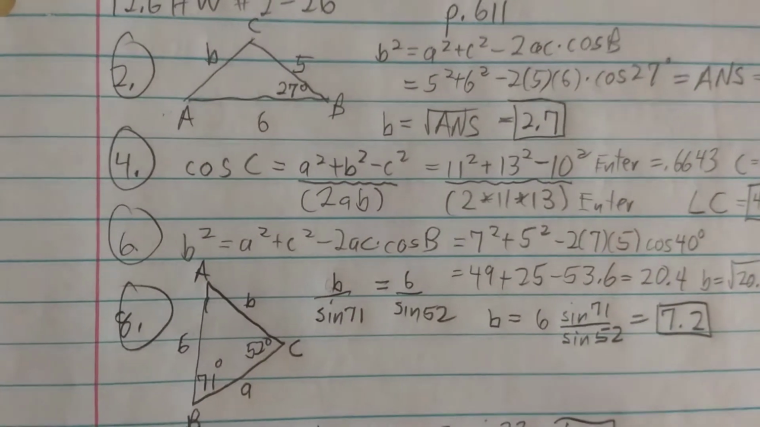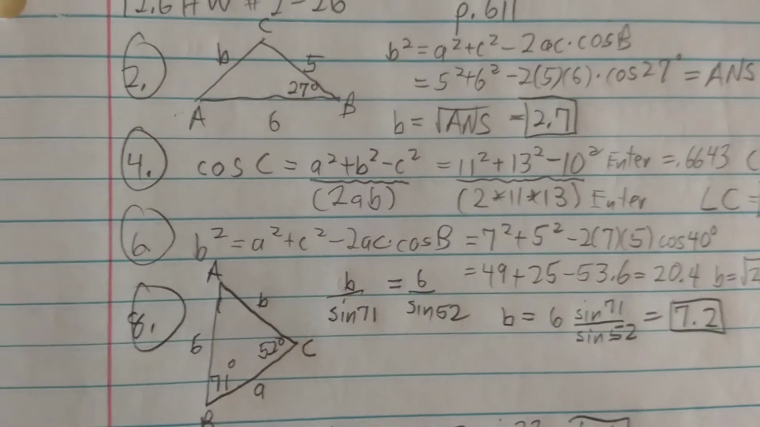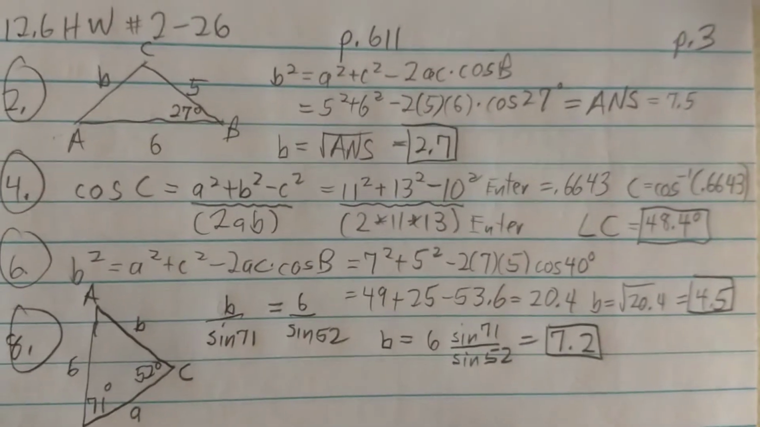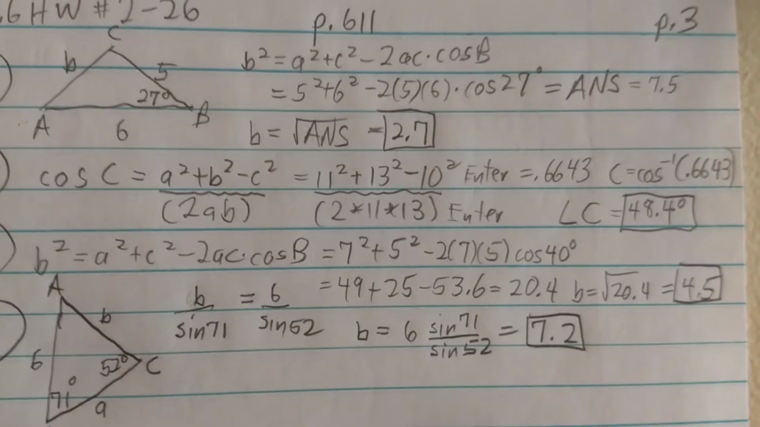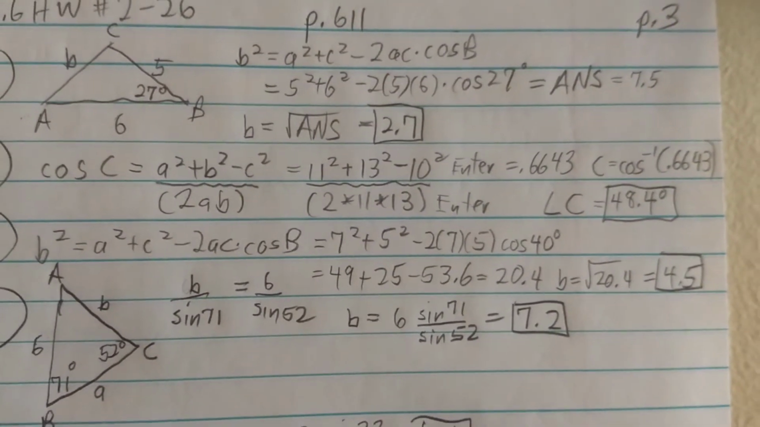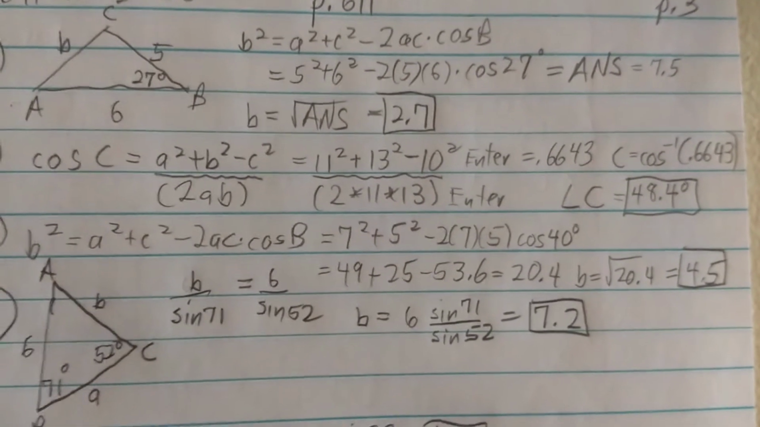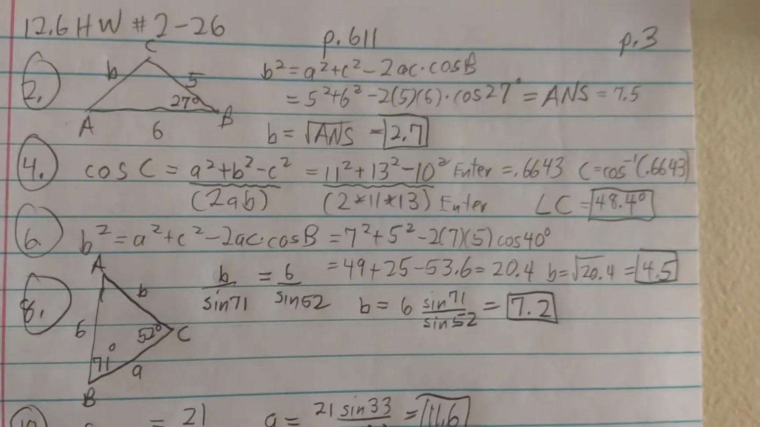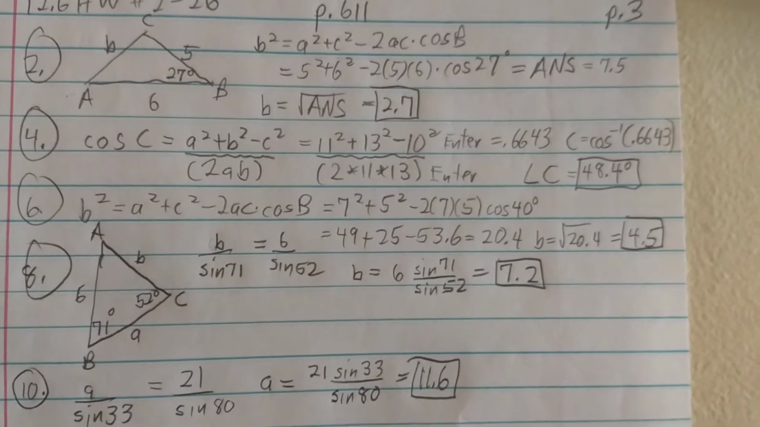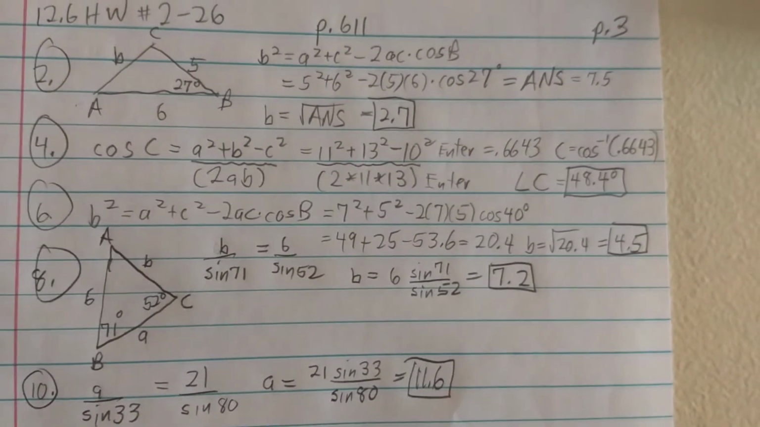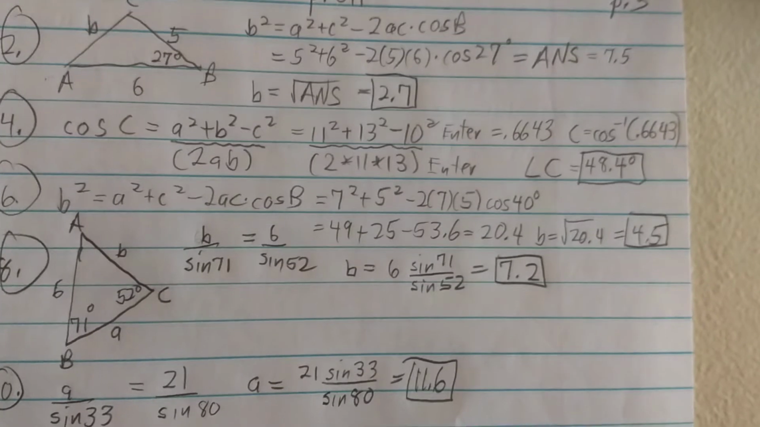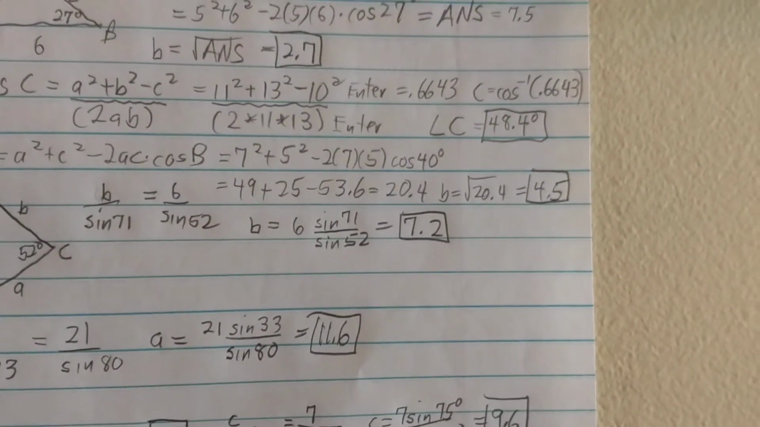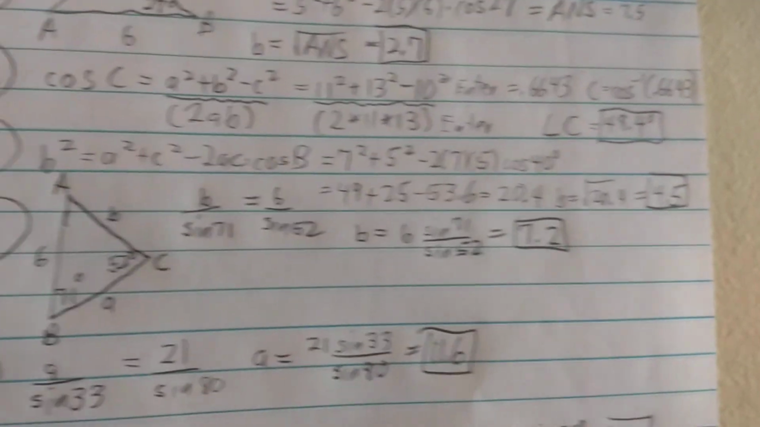Okay, now the homework starts on page 611, and we're going to have our generic triangle ABC with side A is 5, side C is 6, and angle B is 27. So we first have to get the side B. B squared equals A squared plus C squared minus 2AC cosine B, or 5 squared plus 6 squared minus 2 times 5 times 6 times cosine 27, or ANS of roughly 7.5, and our B is second x squared, second negative, or ANS, which comes to 2.7 approximately.